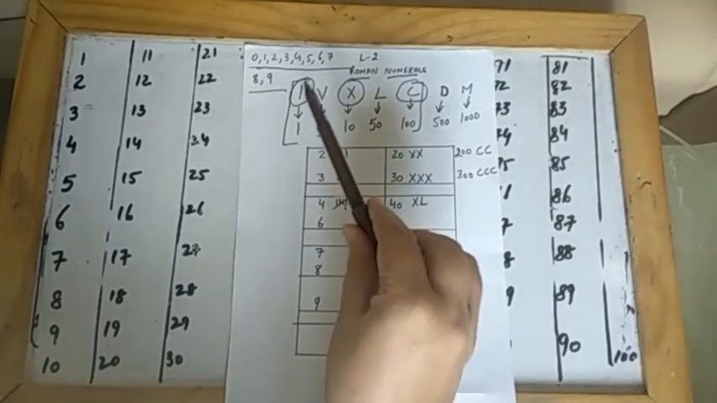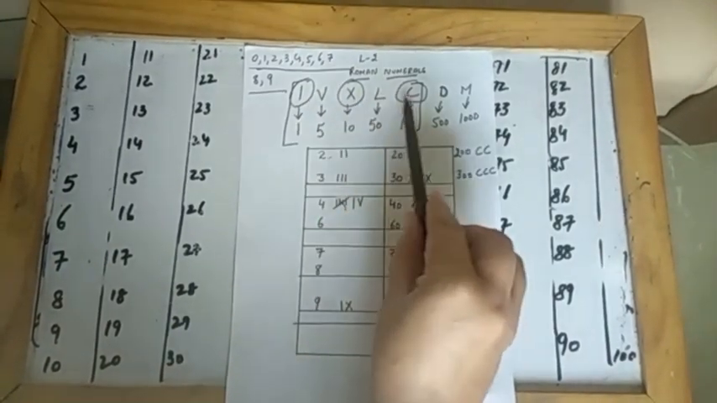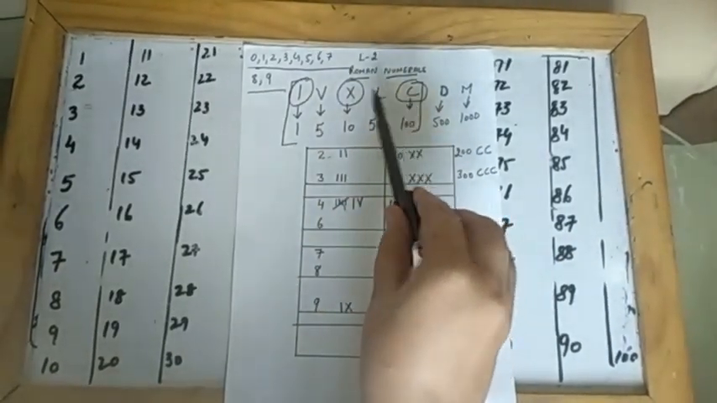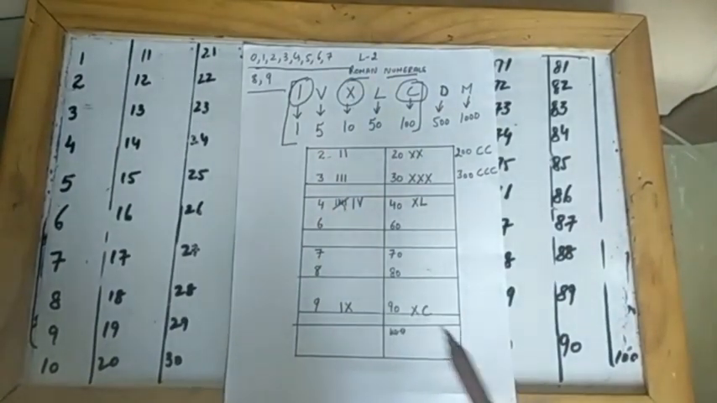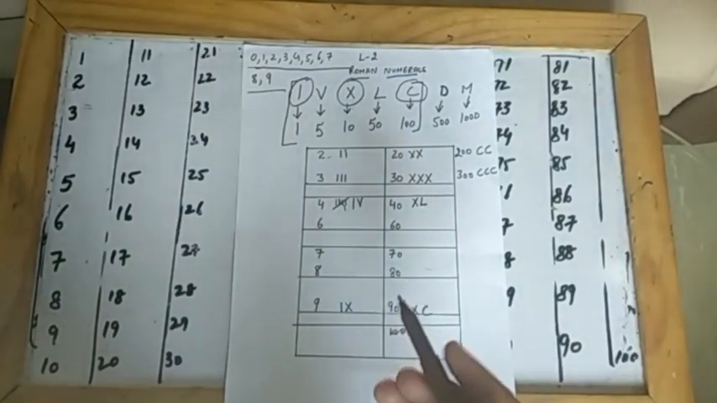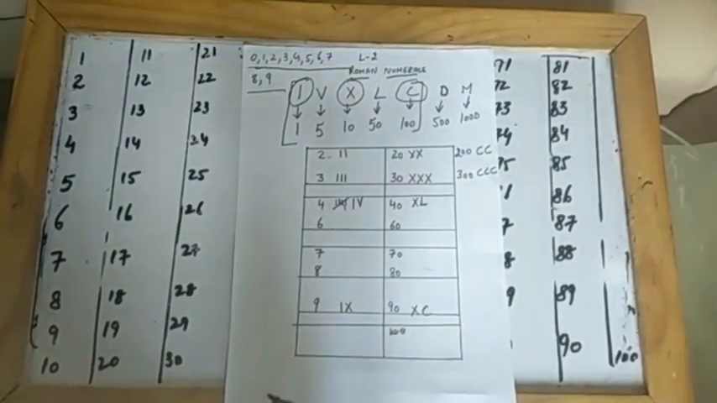Now, as I told you that only I, X and C can be repeated, and these are the only numerals which can be written at the back of any number or can get subtracted.